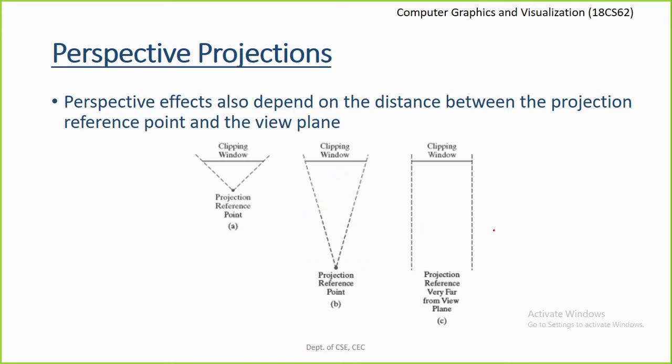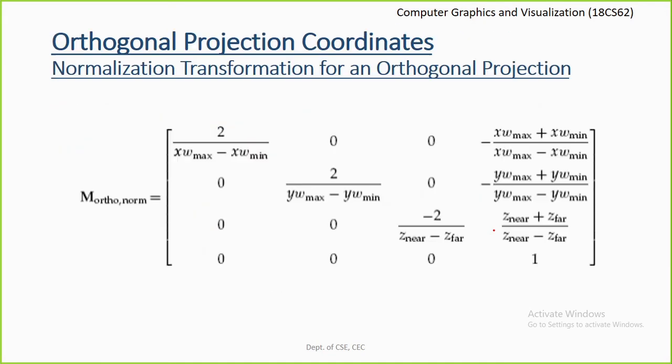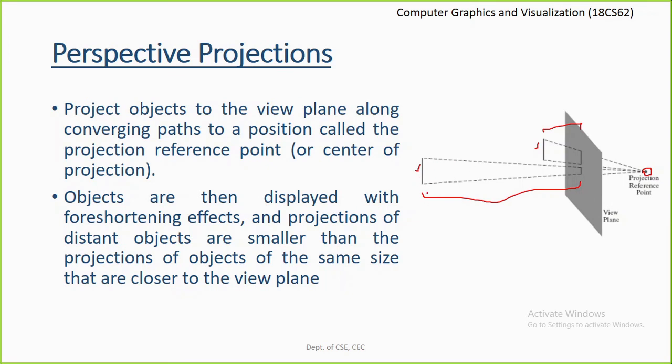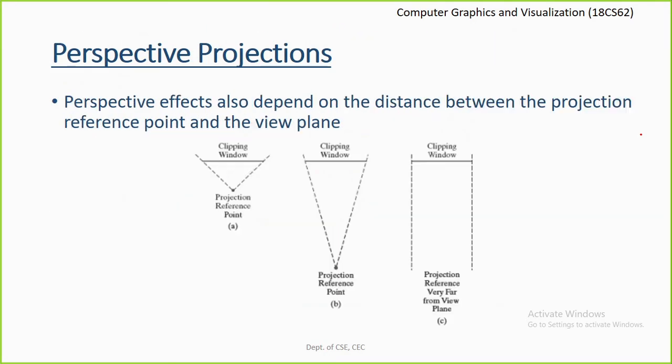We also need to understand that the distance between the projection reference point and the view plane affects how we view a given object. Okay, so perspective effects also depend on the distance between the projection reference point and the view plane. Earlier we discussed the distance between the object and the view plane, right? So we also need to consider the distance between the projection reference point and the view plane as well. This will also add to the projection effects in case of perspective projection.